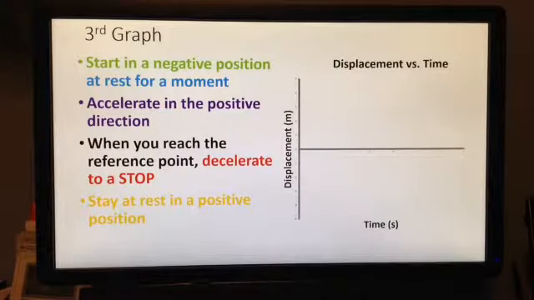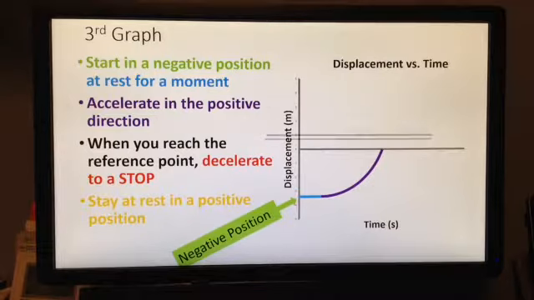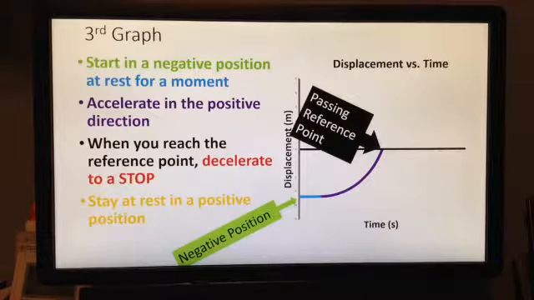Third graph. Start at a negative position at rest for a moment. Then accelerate in the positive direction. Remember, acceleration in a displacement versus time graph is curved. Which direction does it curve? Well, when you accelerate, the slope is going to get steeper and steeper. When you reach the reference point, you're going to decelerate to a stop. So now it's going to curve the other direction once you pass the reference point, and then stay at rest in a positive position. There you go.